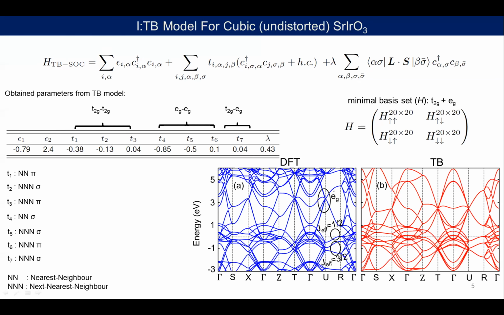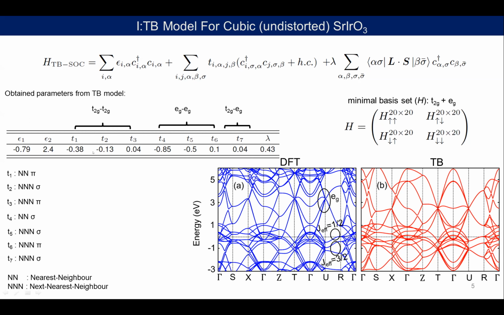So we make this model, and these are the DFT band structure, and you can see the model tight binding band structure is in very excellent agreement with it. They are very nicely fitted with these tight binding parameters, where the energy scale is roughly 0.38 electron volt, which is roughly comparable to the spin orbit coupling strength, which is 0.43 electron volt.